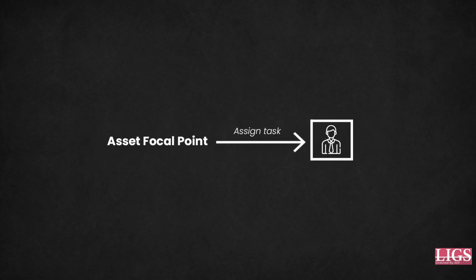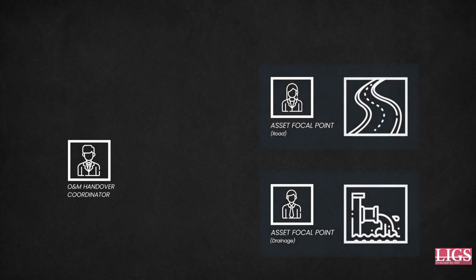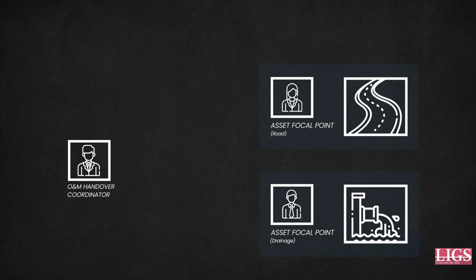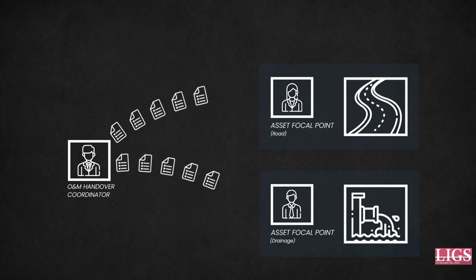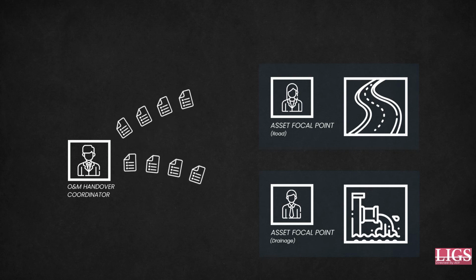The Operation and Maintenance Handover Coordinator will ensure that the Asset Focal Point of roads has been assigned tasks related to roads, and that the Asset Focal Point related to drainage will be assigned tasks related to drainage, etc. There are various Asset Focal Point sections to be assigned to, and all this is being sent over to the right Asset Focal Point section by the Operation and Maintenance Handover Coordinator, and that of the concerned Asset Focal Point section to the concerned inspectors.